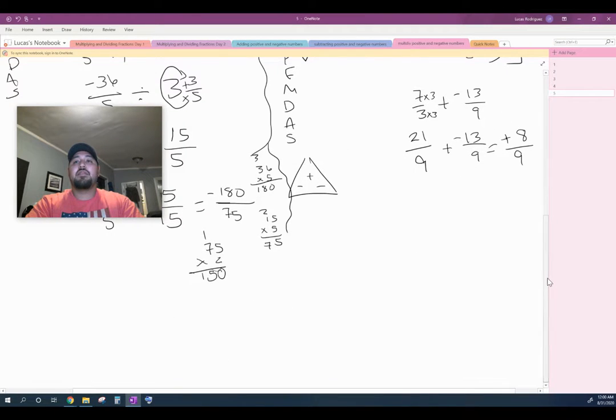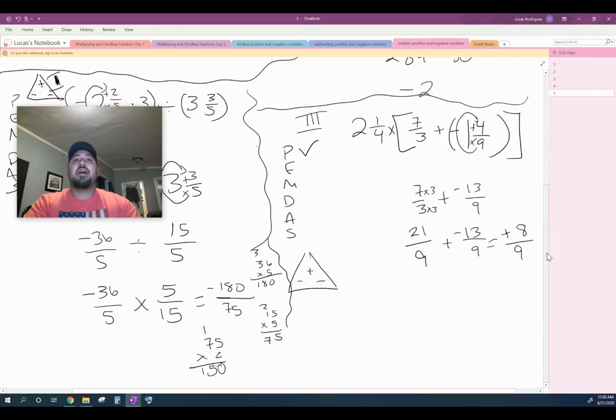So now I know I have 2 and 1/4, which I'm actually going to change to an improper fraction. So it's going to be 4 times 2 is 8, plus 1 is 9. So 9/4. And I'm going to multiply that times 8 ninths, which is going to be positive. So I have a positive number here. So I'm going to keep that positive number over here.